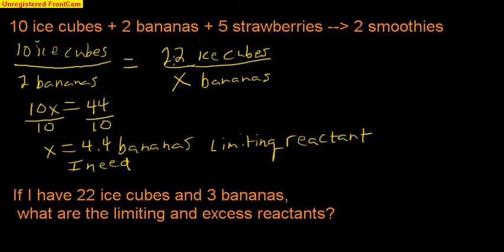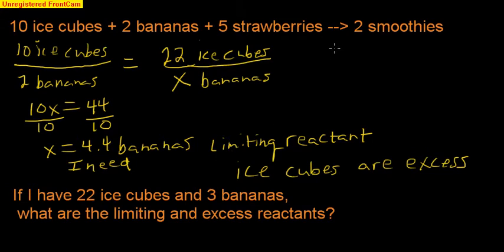So really it doesn't matter if I had 1,000,000 ice cubes. I can only make what my bananas are going to allow me, because the bananas are going to run out first. I know it's the limiting reactant because I have 3 bananas, but I need 4.4 bananas. So that is my limiting reactant. By default, if I know that the banana is the limiting reactant, I know that the ice cubes are going to be in excess. Ice cubes are excess.